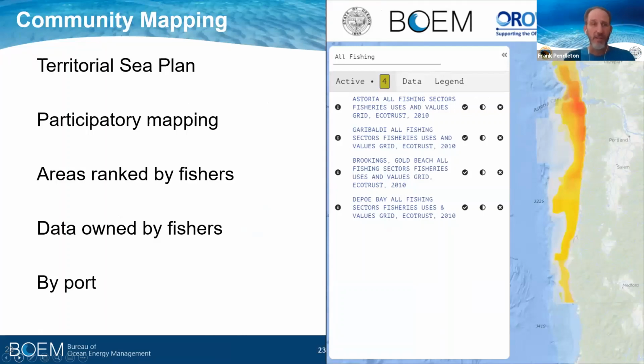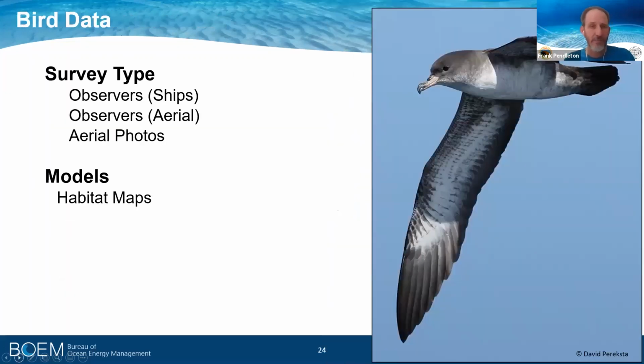Next. And now another completely different way to get at this fishing idea. This data is part of the Territorial Sea Plan for Oregon. And they had a participatory mapping exercise where they went out and talked to fishers in different ports. And the fishers told them, these are the places that are important to us. This data is owned by the fishers and it's by port. So you can see there on the map that I've got 4 of them up there that are all overlapping each other, but you can find out where are the important places to the different fishers by the port. Again, another way to get at this same idea of where are the busy, important fishing areas. Okay, on to the next one.